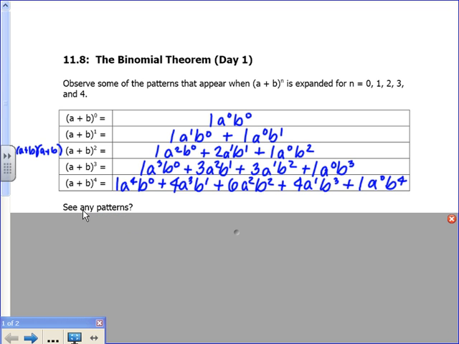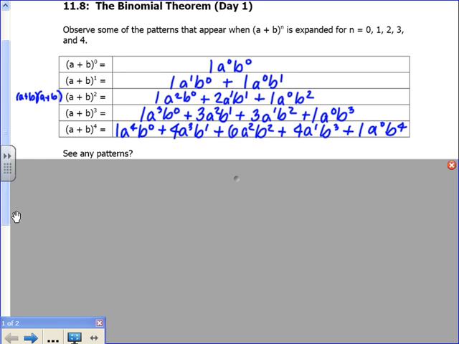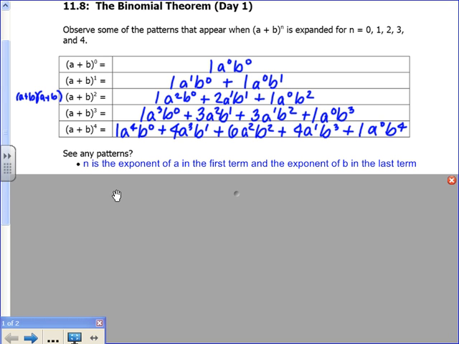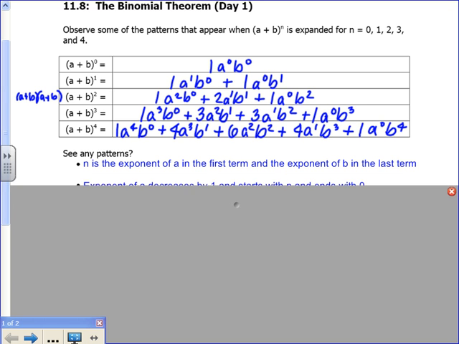Okay, so now just taking a look. Do you see any patterns? How did I come up with all of these numbers and these letters and whatnot? Well, first pattern that I see is n is the exponent of a in the first term, and it's the exponent of b in the last term. So what I mean by that, this n right here, this is our n here on each of these. Here's 0, 1, 2, 3, 4. 0, 1, 2, 3, 4. Or you can look at it on the opposite side of the triangle. 0, 1, 2, 3, 4. So that's what I mean by n is the exponent of a in the first term and b in the last term. Now what happens in between that?